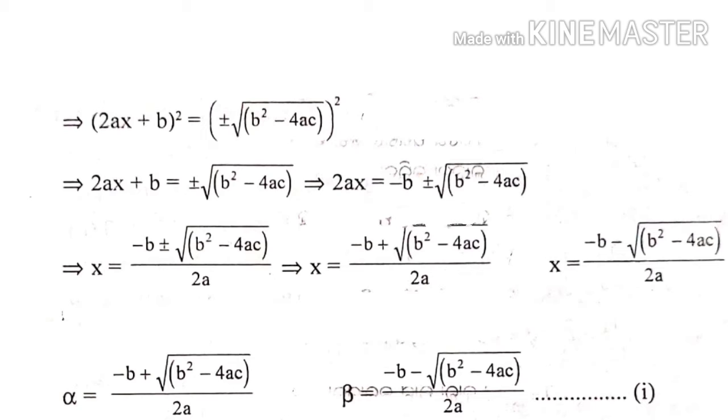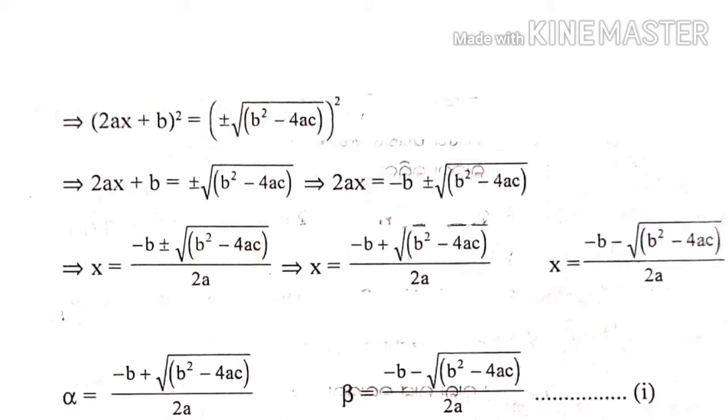plus or minus square root of b² - 4ac. This implies that 2ax + b = ±√(b² - 4ac). Transposing b to the right hand side, we have 2ax = -b ± √(b² - 4ac). This implies that x = (-b ± √(b² - 4ac)) divided by 2a. This implies that x = (-b + √(b² - 4ac)) divided by 2a, or x = (-b - √(b² - 4ac)) divided by 2a.